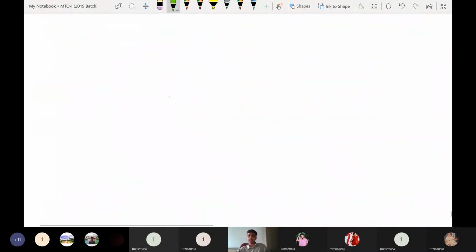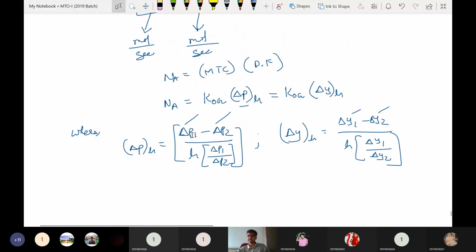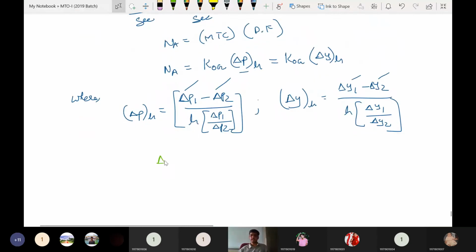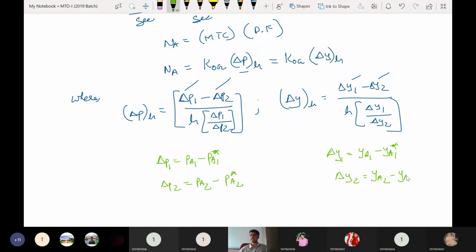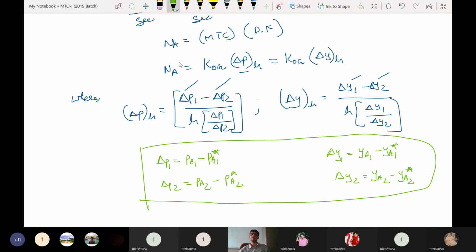So the same we can write here. In place of delta P1 and delta P2, we can write delta P1 is equal to PA1 minus PA1 star, delta P2 is equal to PA2 minus PA2 star, delta Y1 is equal to YA1 minus YA1 star, and delta Y2 is equal to YA2 minus YA2 star. All these are equally valid relationships in order to calculate the flux or moles per unit time. These relationships are very useful.